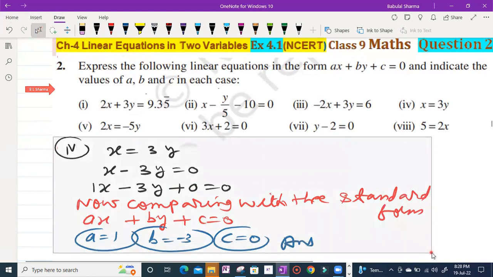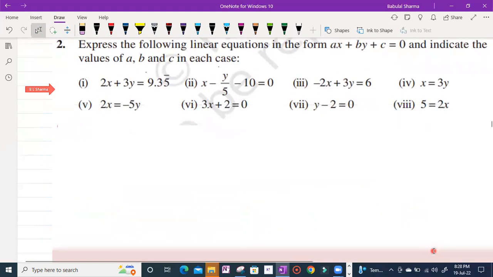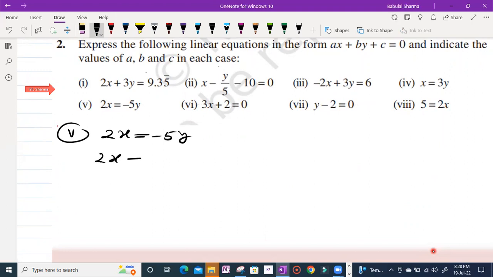Now we move on to the next part, that is part 5. Part 5, that is 2x is equal to -5y. Right? 5y को left side लाइए, so that is 2x plus 5y is equal to 0. Here इसमें constant term नहीं है, तो उसको 0 suppose करिए. 2x plus 5y plus 0 is equal to 0.